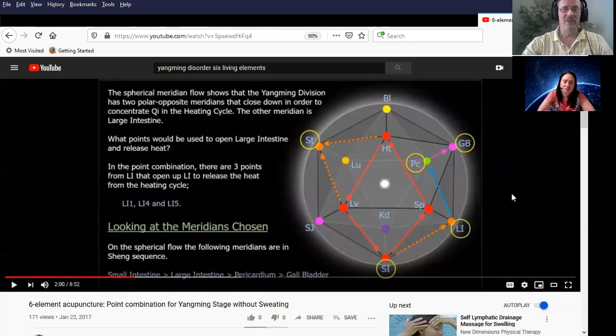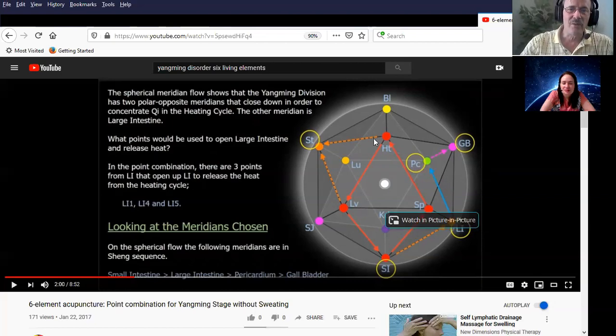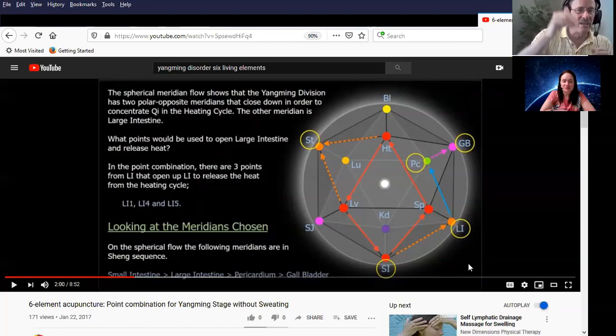So here we have the spherical flow. Can you kind of see that? The orange, the red circles are on the front side, and the yellow circles are on the back. So like the lung, pericardium, and kidney are in the back of the sphere. And the heart, liver, spleen are on the front part of the sphere. If you start to follow these arrows around, you can see that there's energy flowing around the sphere, because the arrows show that the energy is flowing in different directions, connecting meridians. Okay, so we know energy is flowing.